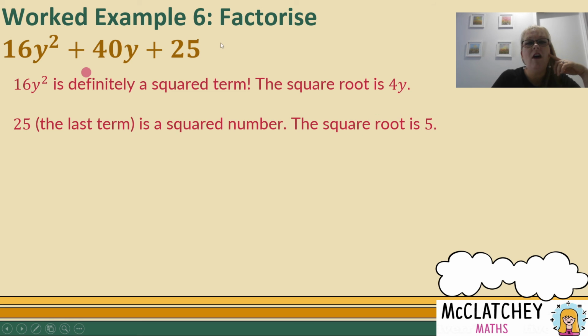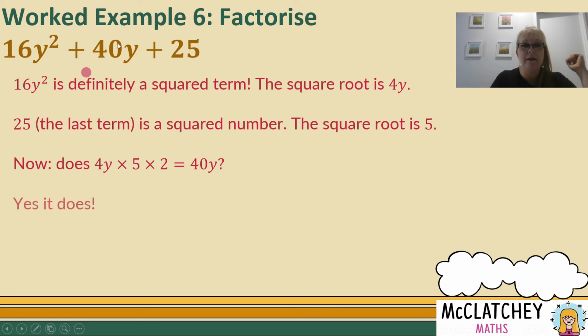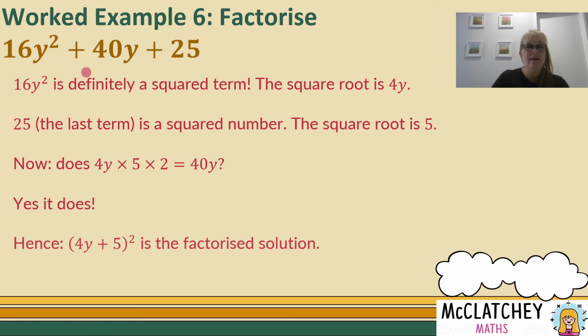Okay, so now I know squared number, squared number. Let's check this number in the middle. 4y times 5 makes 20y. Double it makes 40y. Yes, I've got a perfect square. So now I'm going to take these values and put them into brackets and square them as well. And that's my factorized solution.